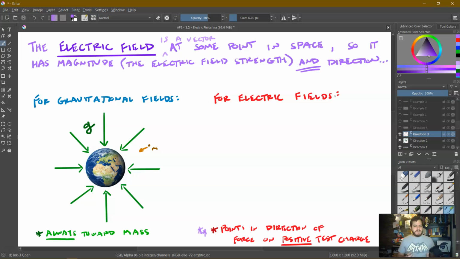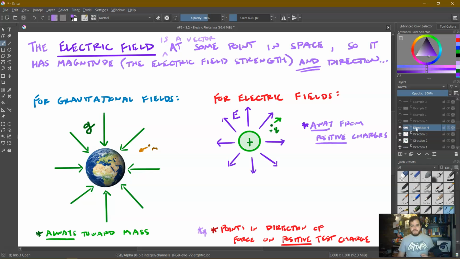Now, a positive test charge is just an infinitesimally tiny amount of positive charge that we can focus on just to see where the field goes, but it's not going to in any way alter the field because it's so tiny that it really doesn't contribute anything. So that is why it is a test charge. It allows us to test the system without altering it.